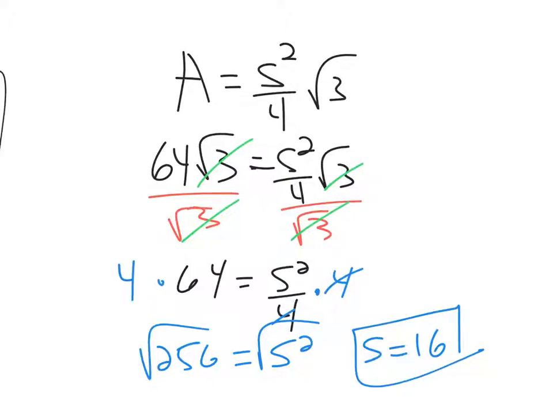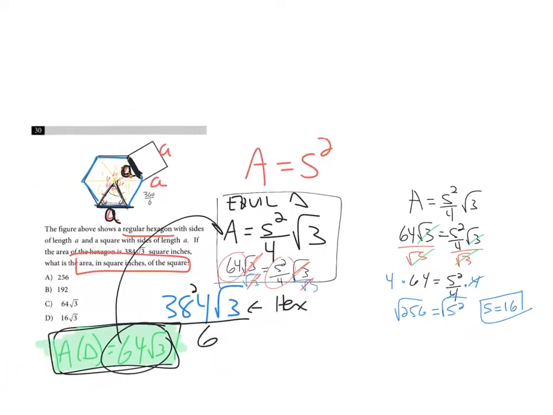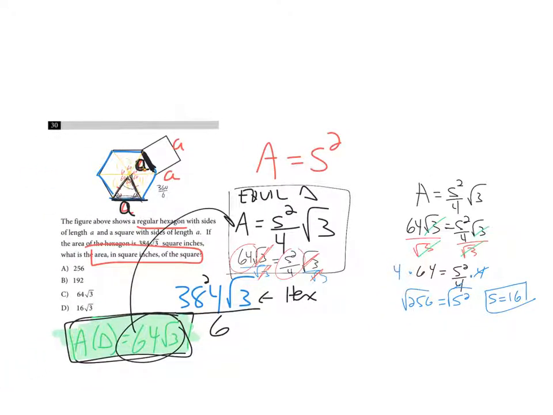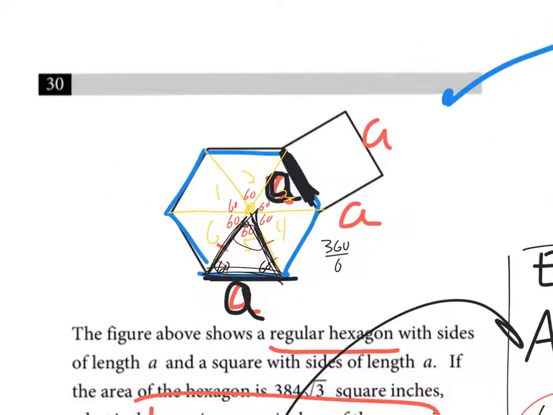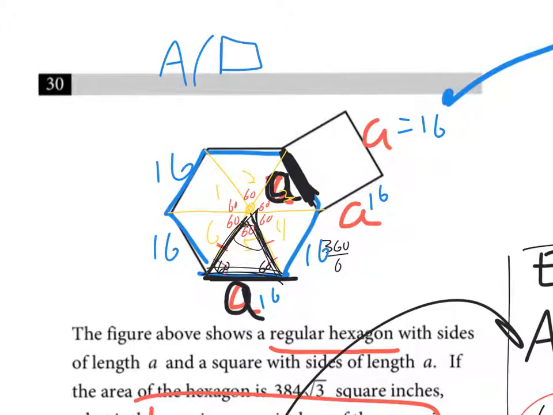So that side is the length of a side of the hexagon, but it's also the length of the side of the square. So here each of the sides of the hexagon is equal to 16, meaning each of the sides of the square is equal to 16. So the area of a square is now side squared, or 16 squared, or 256. So here the area of the square is 256.